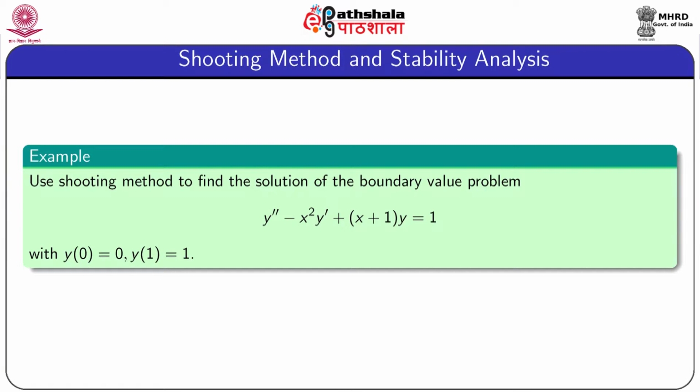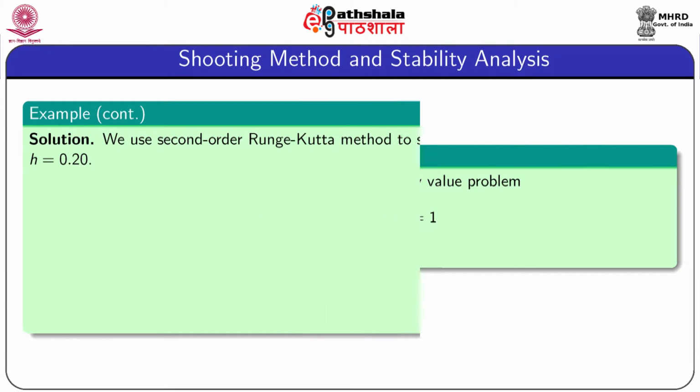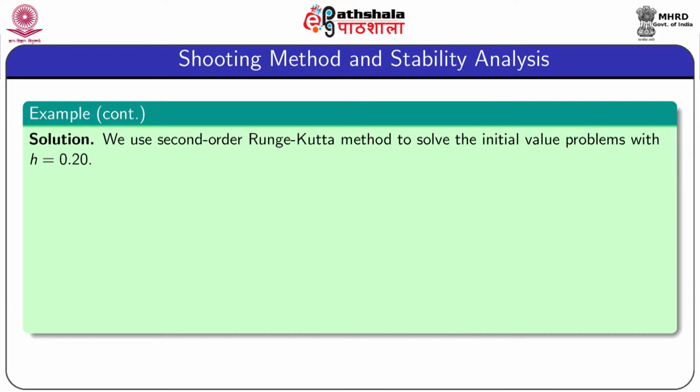Now, we consider one example to illustrate the shooting method. This is a second order boundary value problem with the boundary conditions y at 0 equal to 0 and y at 1 equal to 1. That means the boundaries are 0 and 1, and the values of y at 0 and 1 are 0 and 1 respectively. Now, we use the second order Runge-Kutta method to solve the initial value problems by taking h equal to 0.20.